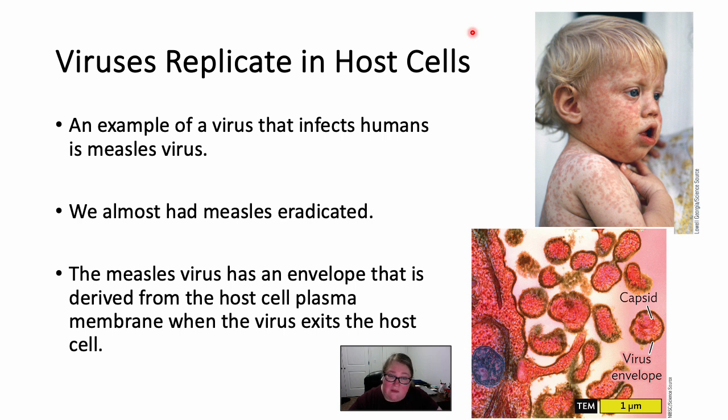So the number of people getting the measles vaccine has declined in the last 10 to 15 years, due to a lot of these anti-vaccine movements and the flawed thinking that vaccines cause things like autism, which they don't. It's been proven many times that they don't.